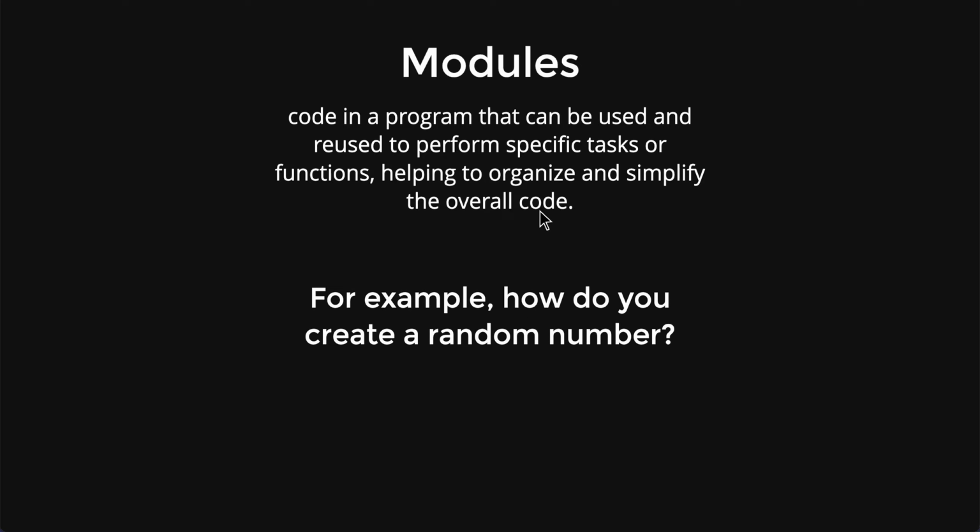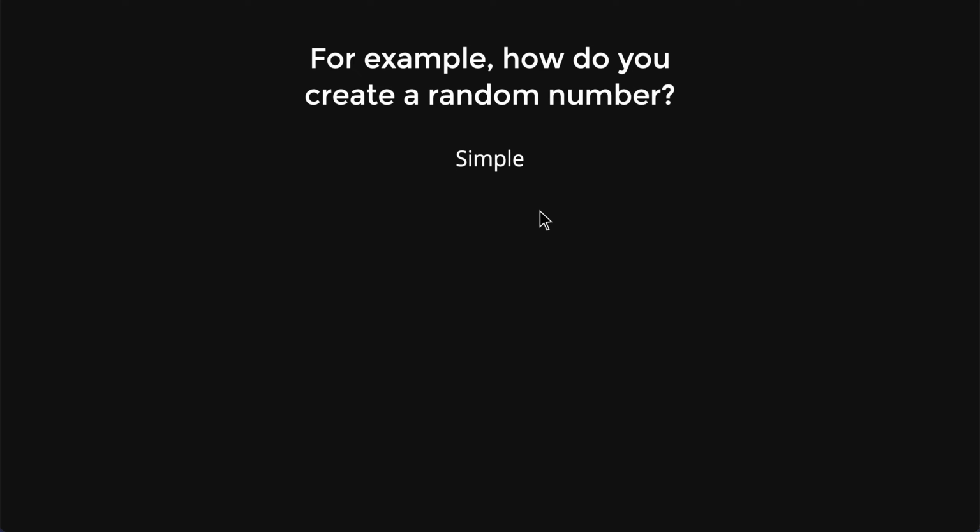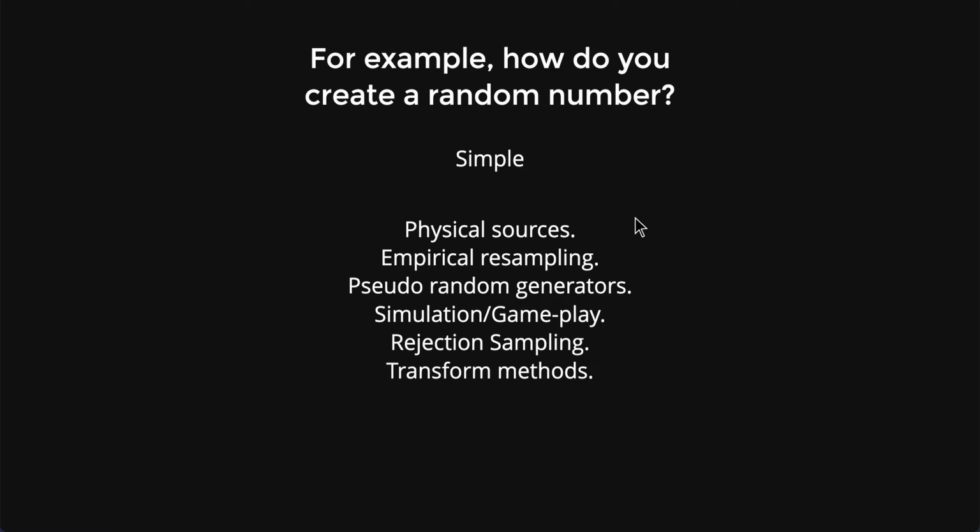How do you create a random number? Essentially, it's pretty simple. What you'll do is that either you use physical sources, empirical resampling, pseudo-random generator, simulation gameplay, rejection sampling, transform methods. Simple, right? I'm just kidding.